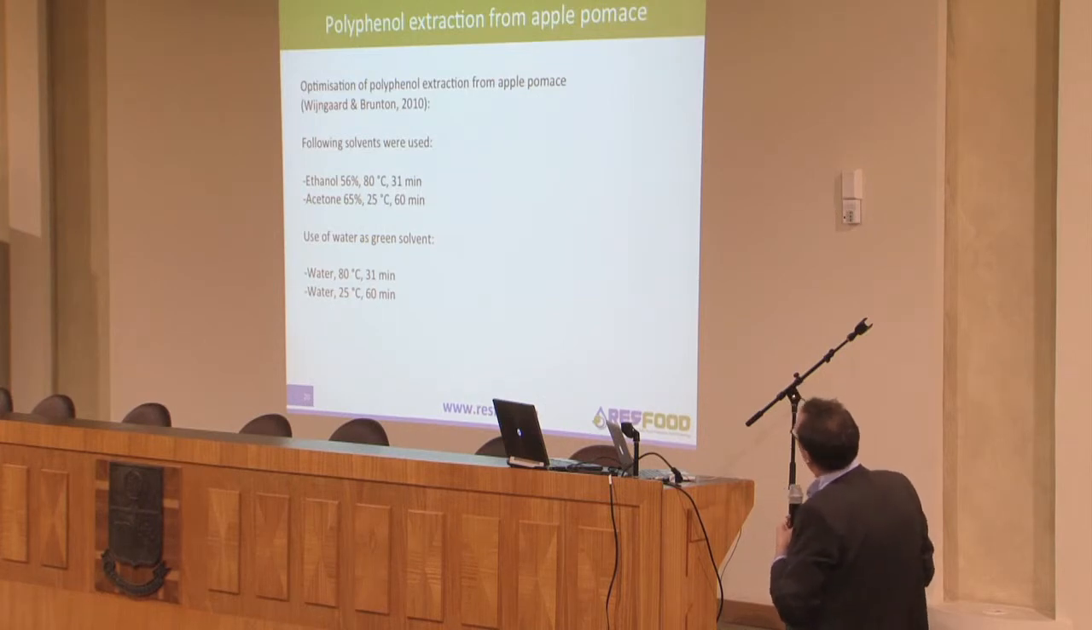Then we took some methods from the literature from Hildebrand, where they looked at extraction of polyphenols from apple palms. They used food grade or environmentally friendly solvents: ethanol 56%, 8 degrees, 31 minutes, which they optimized. They also used acetone 65%, 25 degrees, 60 minutes. And then we also used water, without these organic solvents, at the same conditions.